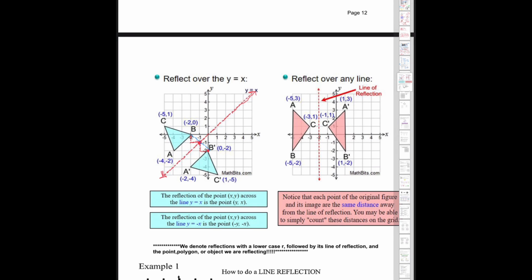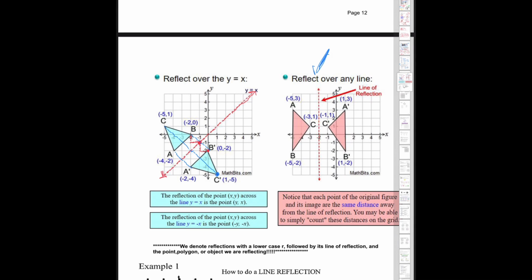Now let's take a look at C. I go 1, 2, 3. So now here I have to do the same thing. 1, 2, 3. And I end up at my C prime. Same goes for A. I went 1, and then I go 1 again. So being reflected over a line like y equals x, we have to be careful here. And remember, it's a mirror image. So if you folded this up, they should stamp on top of each other.